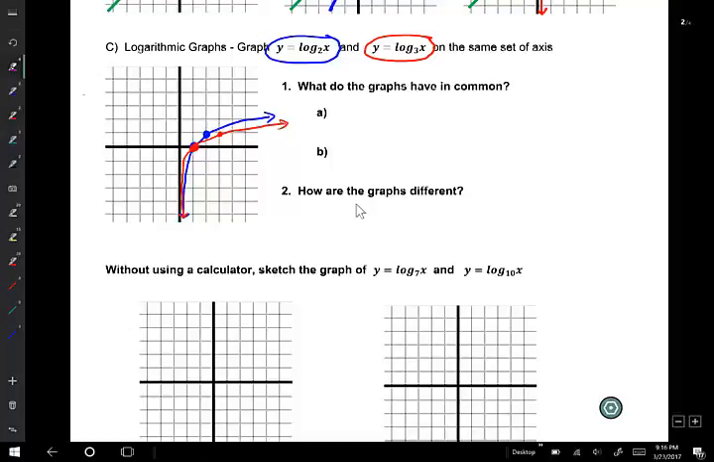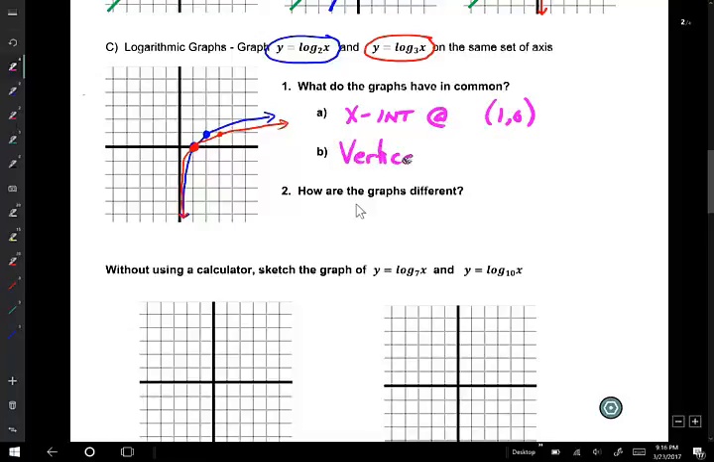So, summary, what do they have in common? Well, I hope you see that they have an x-intercept at the point (1, 0). And second, what do they have in common? They have a vertical asymptote. Hope you remember how to spell asymptote with a P in there. And that vertical asymptote is at x equals 0. X equals 0, remember, is the y-axis.